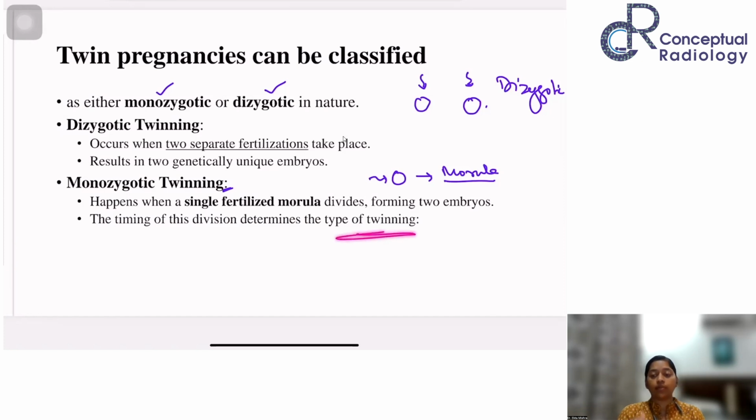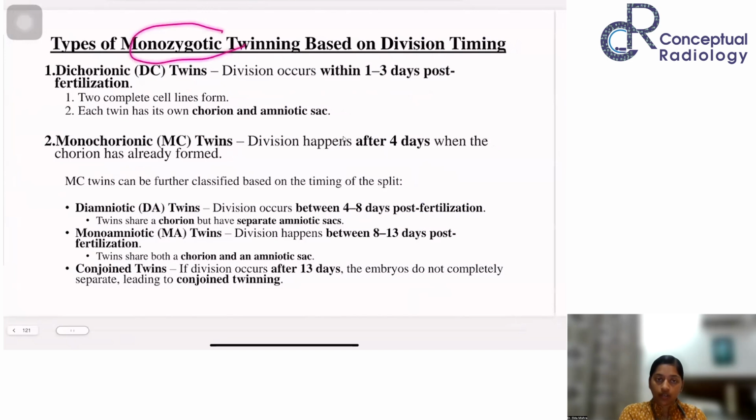It will decide which type of twinning will occur. So in monozygotic twinning, if this division is happening within 1 to 3 days post fertilization, it will form two complete cell lines. So two chorion and two amnion. So this will be dichorionic diamniotic twins.